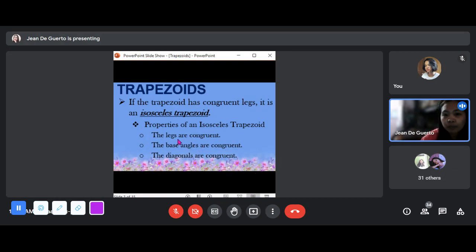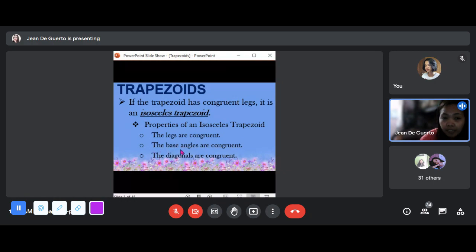So the first property is, of course, the legs are congruent. That is one of the basic properties of an isosceles trapezoid. The legs are congruent. Take note that in a trapezoid, the two legs may not be congruent. Okay?